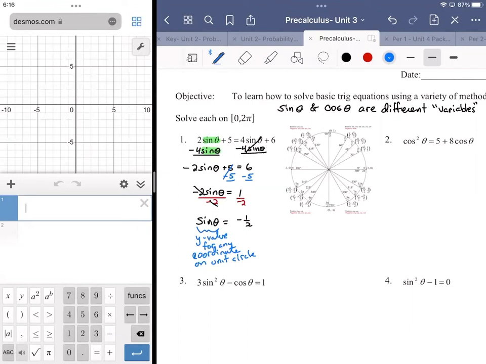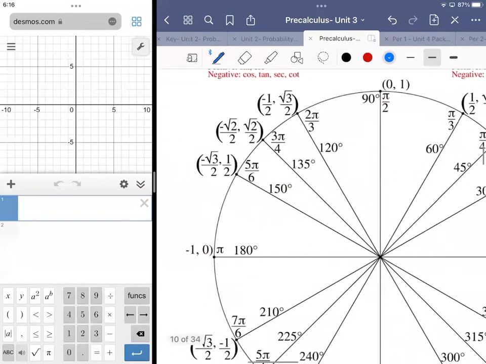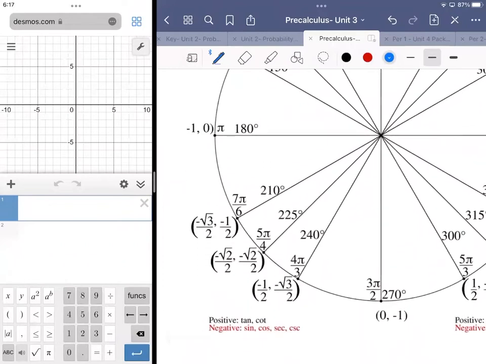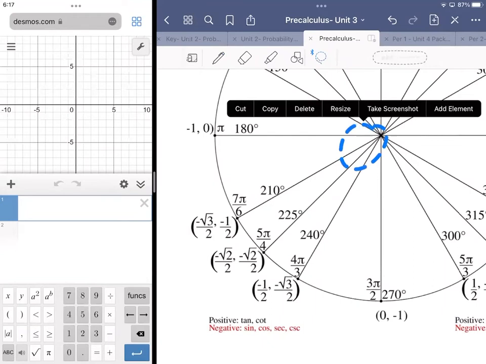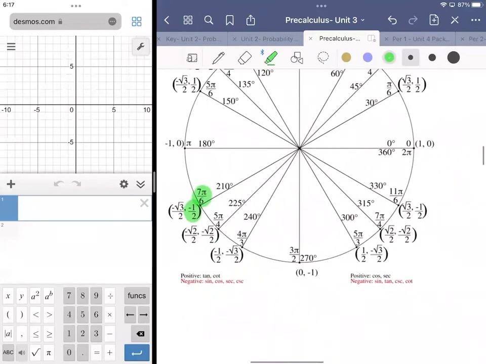If I'm telling you that the y value for a coordinate on the unit circle is -1/2, then all I have to do is go into my unit circle and look for any instance in which the y value is equal to -1/2. So that would be this one, which corresponds with a radian measure of 7 pi over 6. And that would be this one, which corresponds with a radian measure of 11 pi over 6.